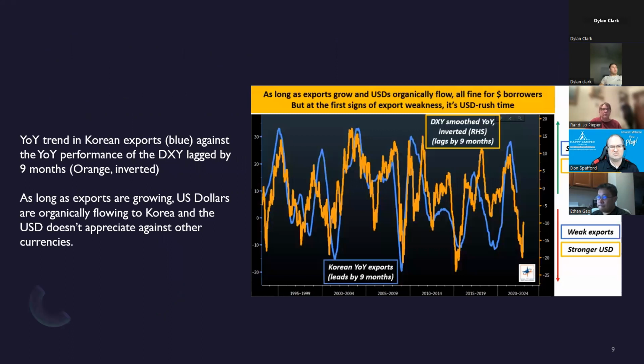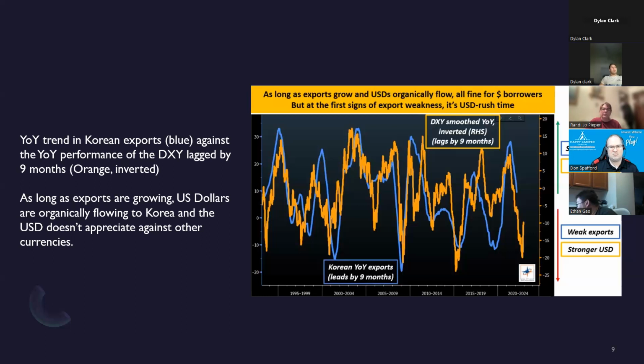This chart, I feel, depicts the problem, one being continuous cash flow. We have the year-over-year trend in Korean exports in blue here, put against the performance of the US dollar, DXY, lagged by 9 months and inverted. So you can see different crosses that happen there. But as long as exports are growing, US dollars are organically flowing to Korea, and the US dollar doesn't appreciate against other currencies. It actually often depreciates when global trade growth is strong.